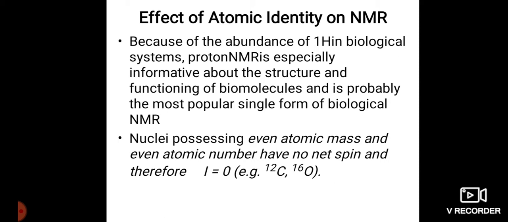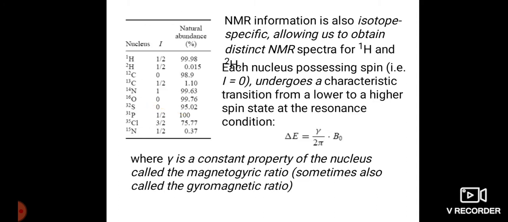Now, nuclei possessing even atomic mass and even atomic number will not have any kind of net spin. Net spin becomes I equal to 0, because with even numbers the spins are opposite and cancel each other. So NMR information is isotope specific, allowing us to obtain distinct spectra for H1, H2, and so on.